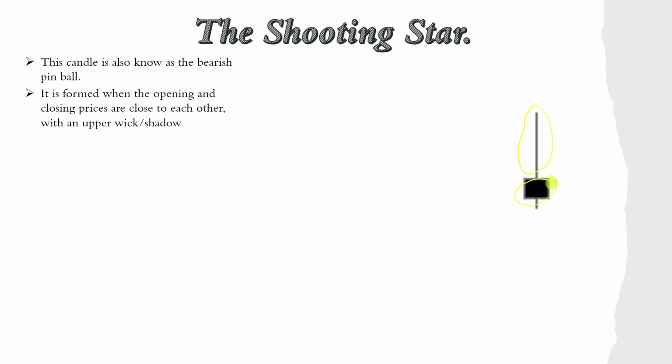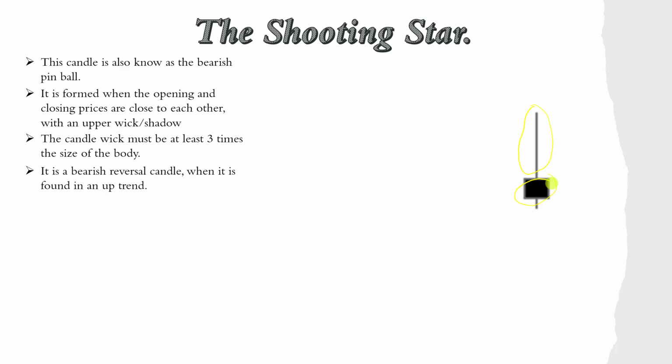So let's look at the characteristics of these shooting stars now. This candle is also known as the bearish pinball, just the opposite of the bullish pinball, which is the hammer. It is formed when the opening and closing price are close to each other with an upper wick or shadow, just like we have seen here now. The candle wick must be at least 3 times the size of the body, exactly the same as for the hammer.